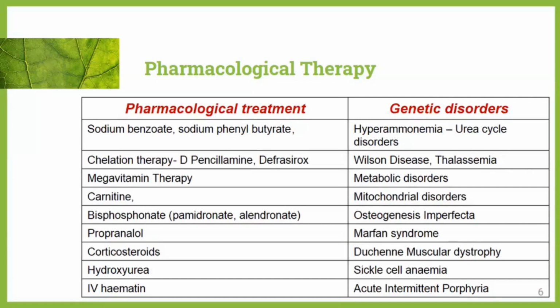Then osteogenesis imperfecta, the most important thing is bisphosphonate. As you know, it is the standard of care. People should know that in children with osteogenesis imperfecta, if you start bisphosphonate early, definitely the BMD will increase as well as recurrent fractures will be prevented. That can be pamidronate, alendronate, zoledronate, all those things can be given. Then Marfan syndrome, I already told propranolol, it's a classical example.